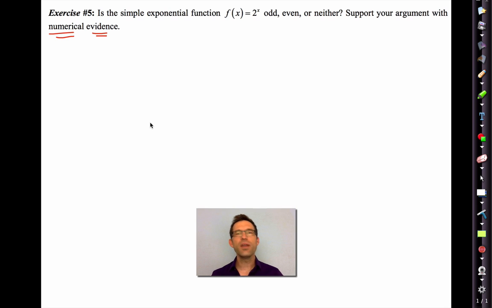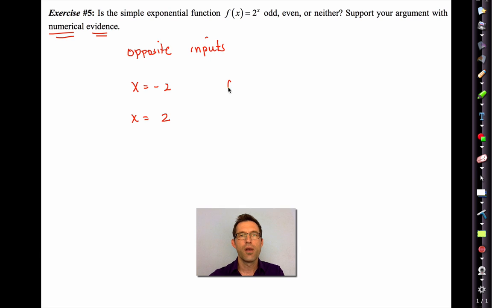All right, well, the key to odd and even is opposite inputs. It's all about opposite inputs. So pick two opposite inputs. Let's go with x equals -2 and x equals 2. So f of -2 will be 2 to the -2, which, as we well know, is 1 over 2 squared, which is 1/4. F of +2 is going to be 2 squared, which would be 4.